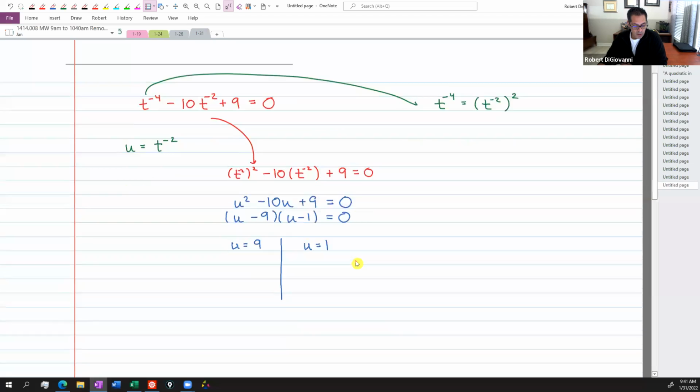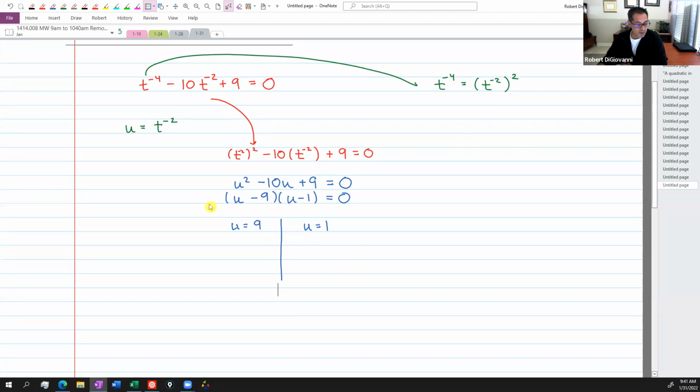Okay. So now that I've figured out what u is, I need to replace it. So I replace the u here with t to the -2 equals 9 and t to the -2 equals 1. Go with me or not? You understand?